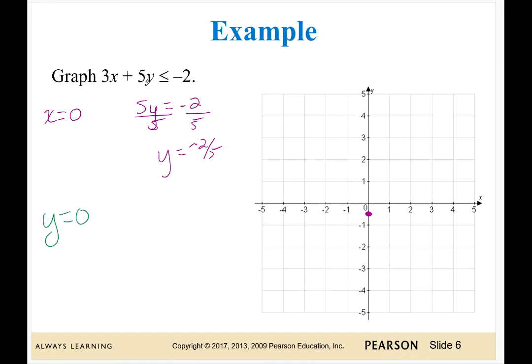All right, let's plug in y equals 0. So I get 3x is equal to negative 2. Again, I get another fraction, negative 2/3. So an x value of negative 2/3 would be about right here. All right, so then I'm going to draw my line. Now notice I have a less than or equal to. So the line is included because it's equal to that line.